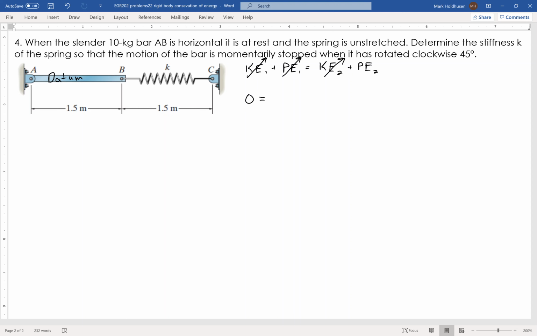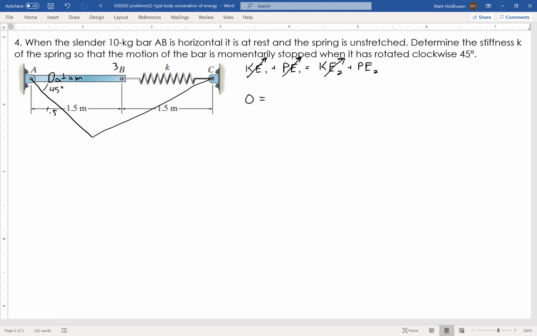So now let's draw what's going on here. So got this guy, 45 degrees. That is the new length of the spring. The length of this side is 1.5. The length of the other side is 3. Right? So essentially I need to find the length of the spring.